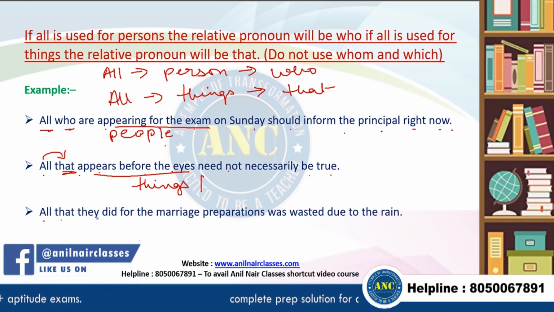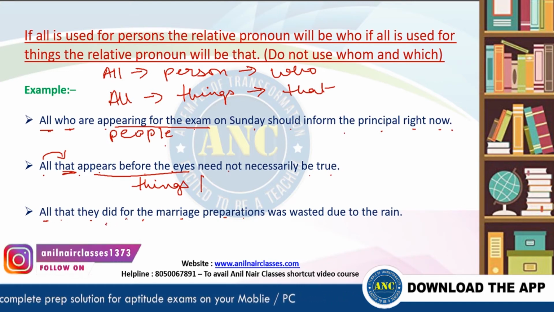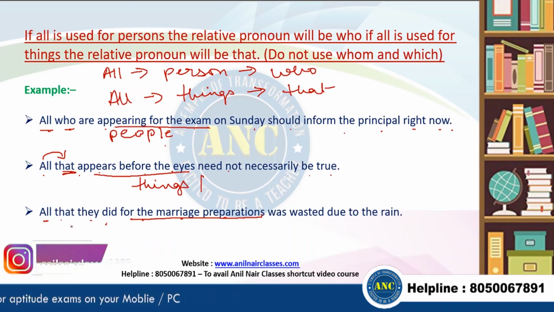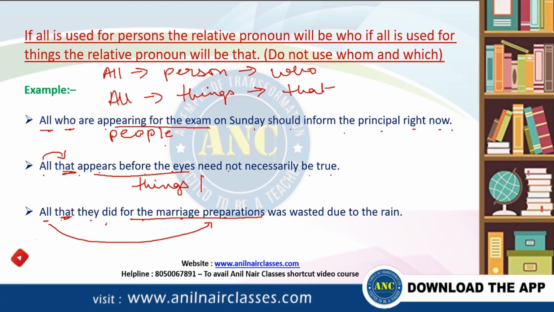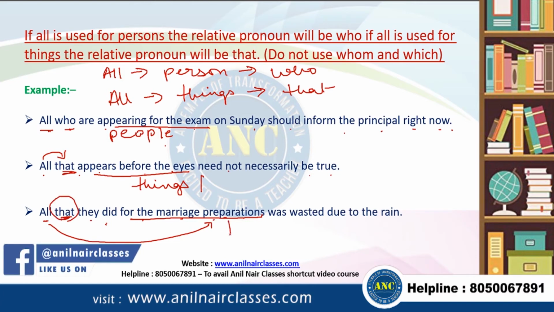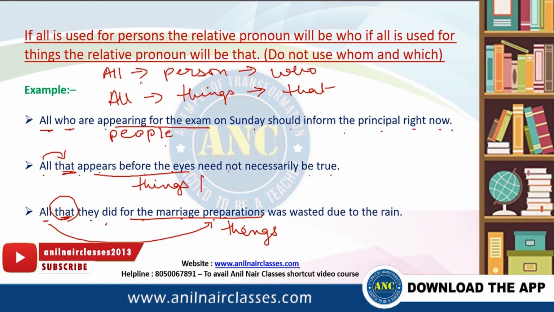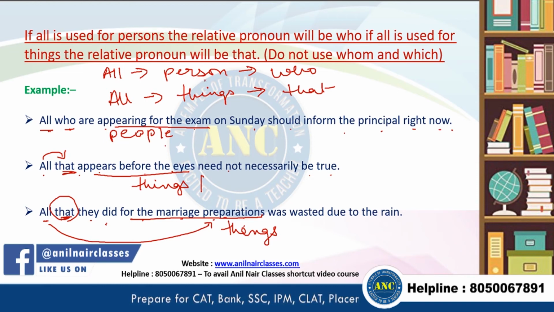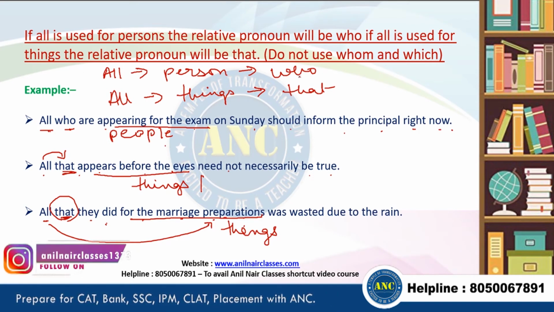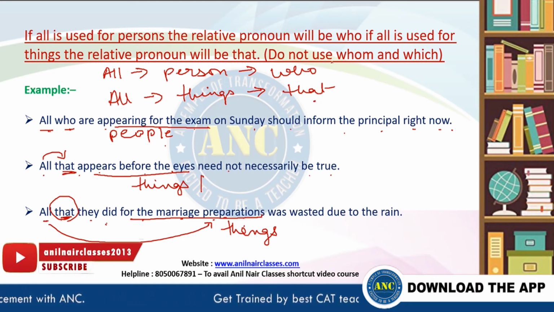Now, all that they did for the marriage preparations. So now here this all is referring to all the things which they have done for the marriage preparations. Preparations is what? It's things, right? Not referring to people. That is why we have used that over here. Clear? So very simple. The point of this slide is, if all is used as a pronoun and if that all is referring to people or person, then we can use who. If all is referring to things, we will use that. Clear? Let's move ahead to the next slide.